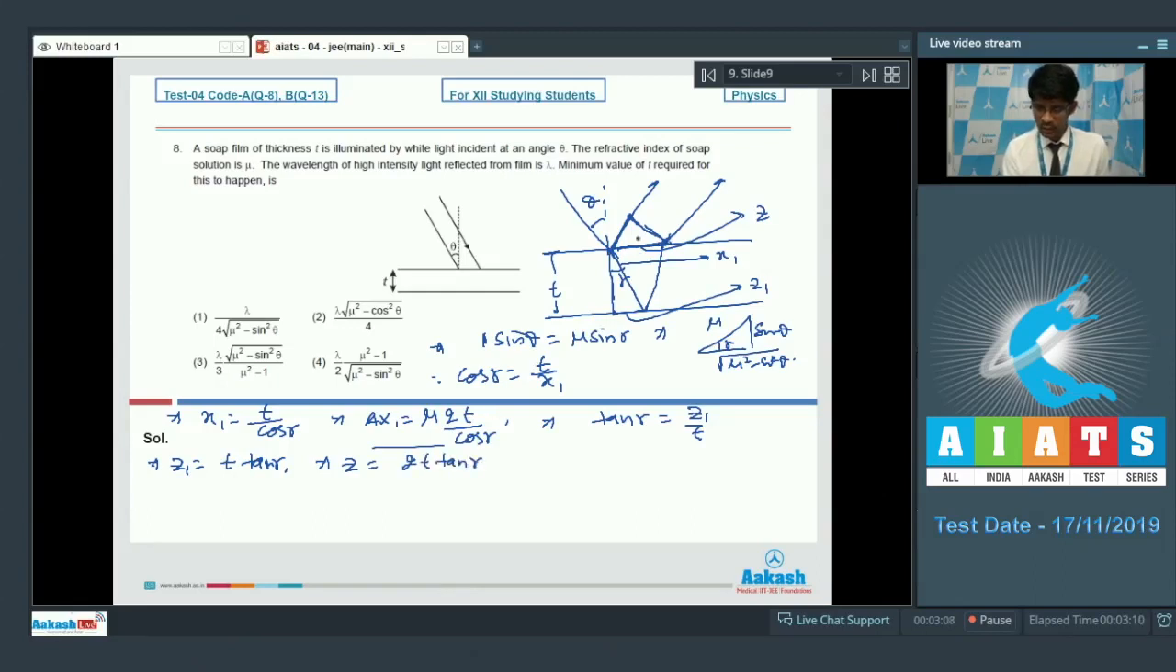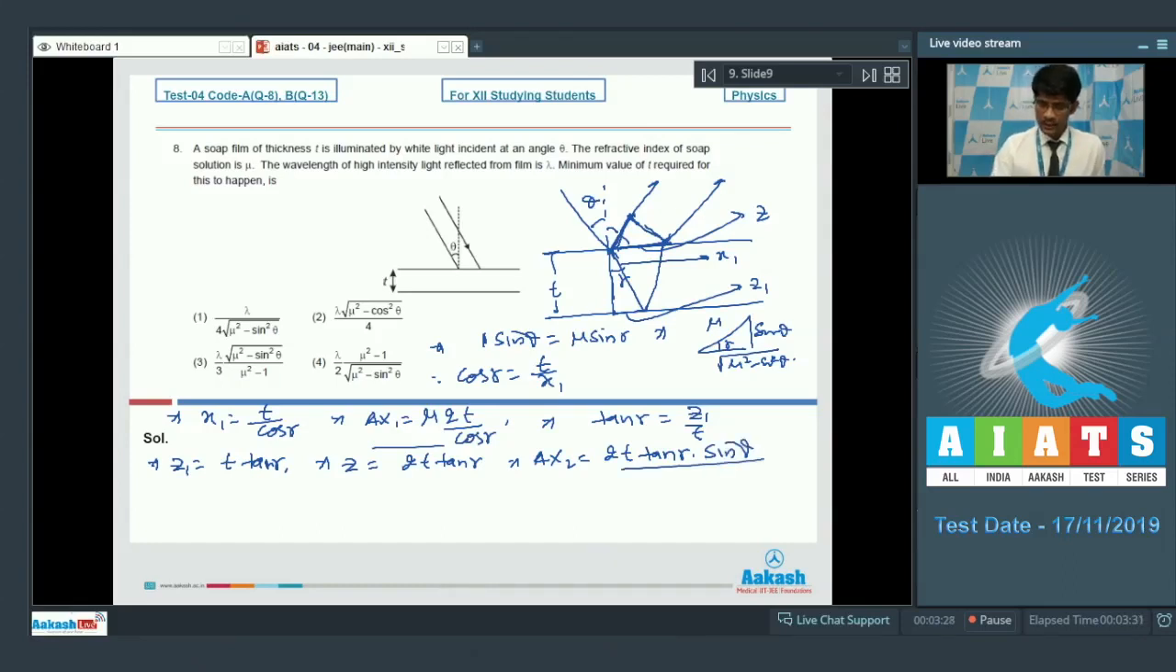We got this much. Now for this portion, this angle being theta, this is 90 minus theta. So clearly this is delta x2 from here to here. It is z sine of theta. It is 2t tan r into sine of theta.